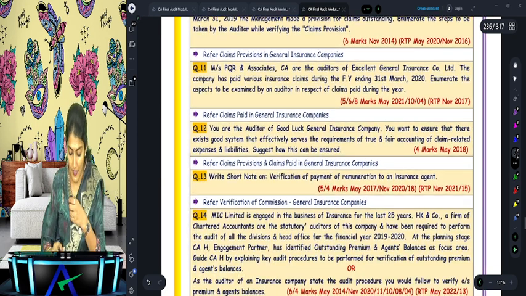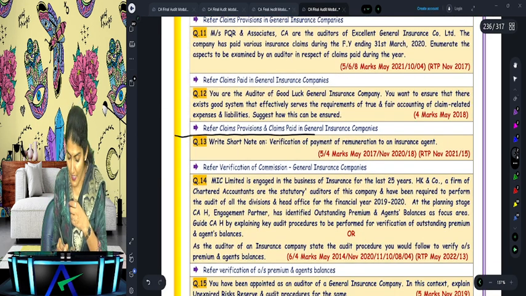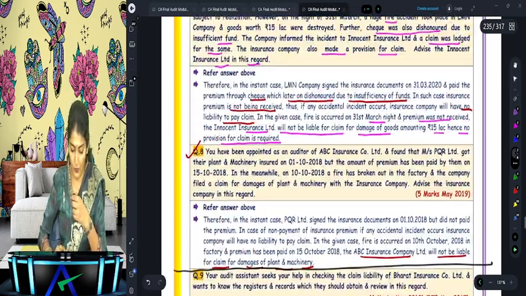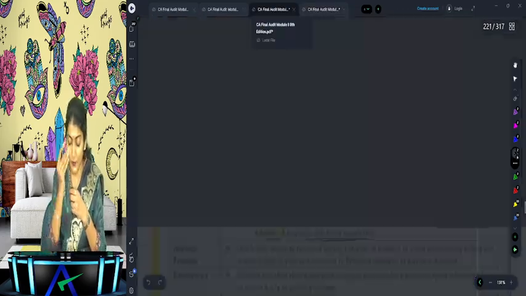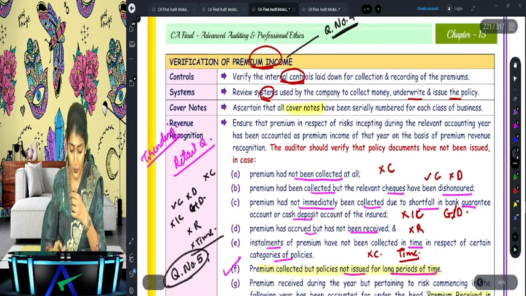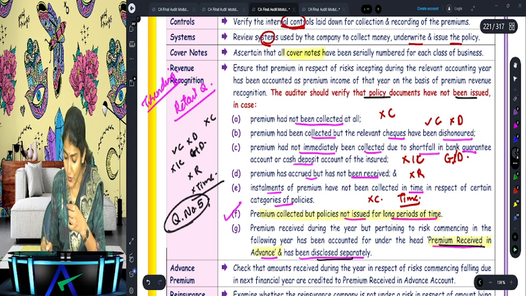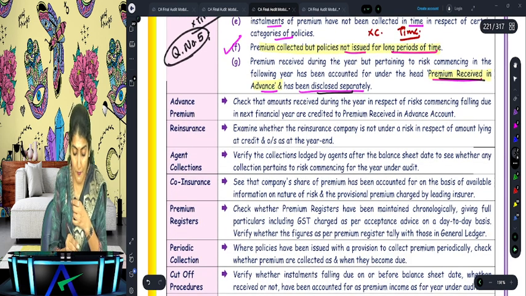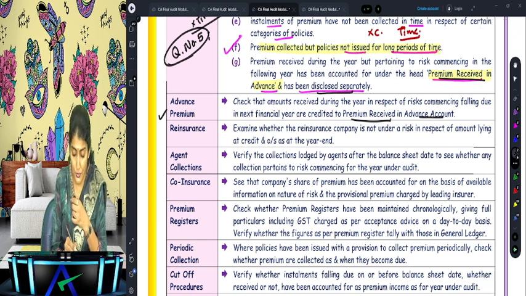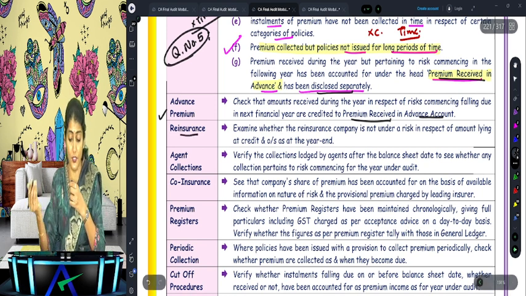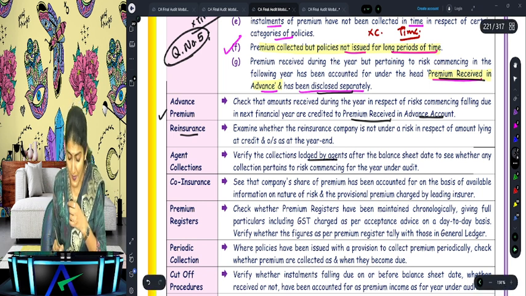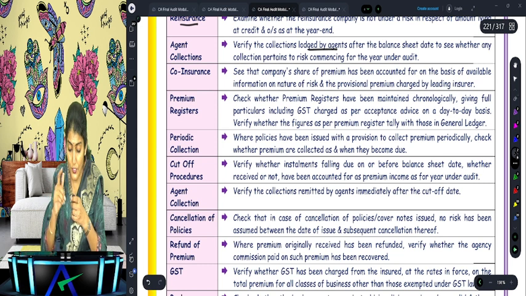Then after that we have the questions regarding the claims, and then we have the other points over there. Are you all with me? So now what are the points I told you? One, internal control system, then the cover notes, then the policy document should not be issued in the following situation, then advance premium should be shown separately, premium received in advance, then reinsurance, what does it say?